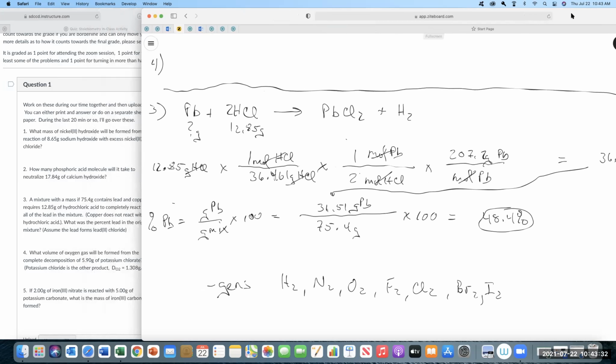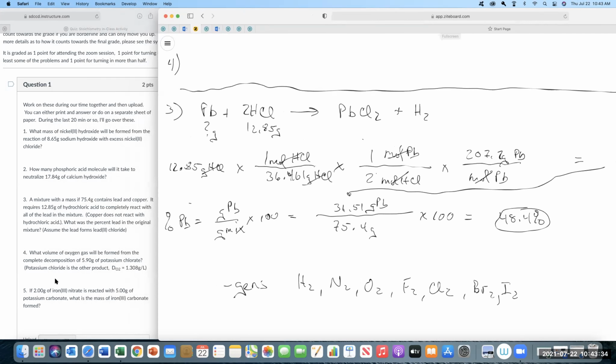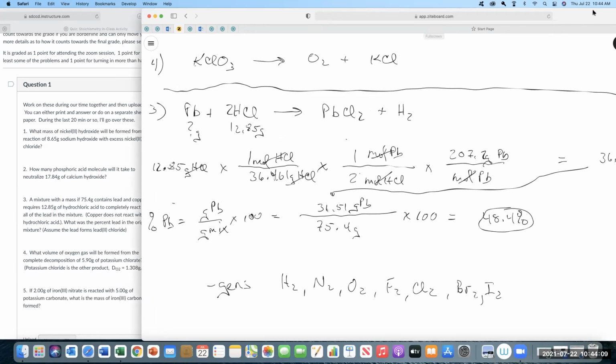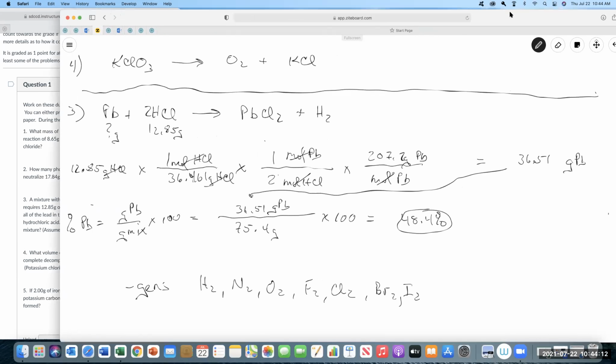All right, let me go to number 4. At least get the equation. Number 4 says volume of oxygen gas formed from the decomposition of potassium chlorate. So decomposition, and potassium chlorate, K chlorate, is ClO3. It's decomposing, which means AB becomes A and B. You're also told one of the products: it forms oxygen. And in this case, you're told the other product. We used to make people memorize this decomposition, but we don't anymore.